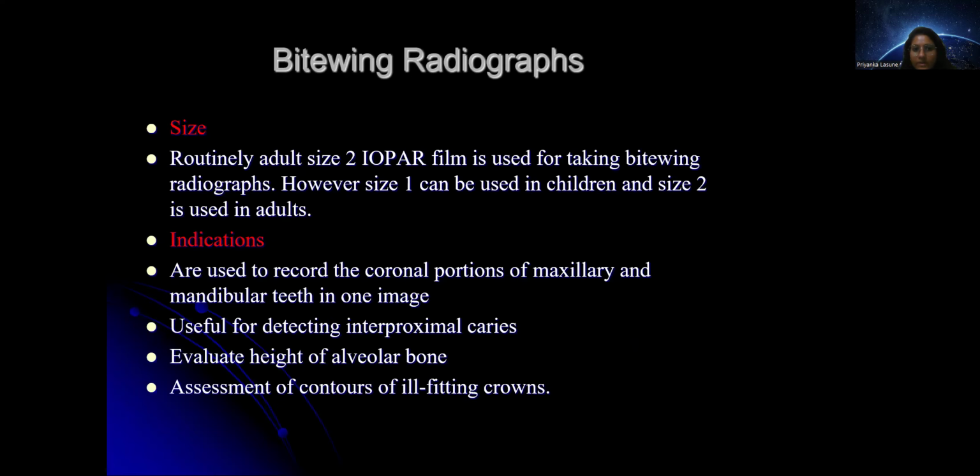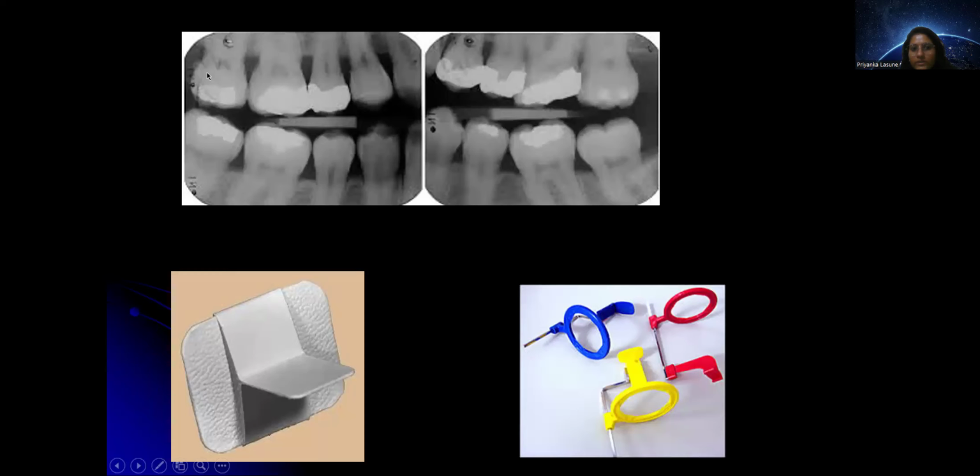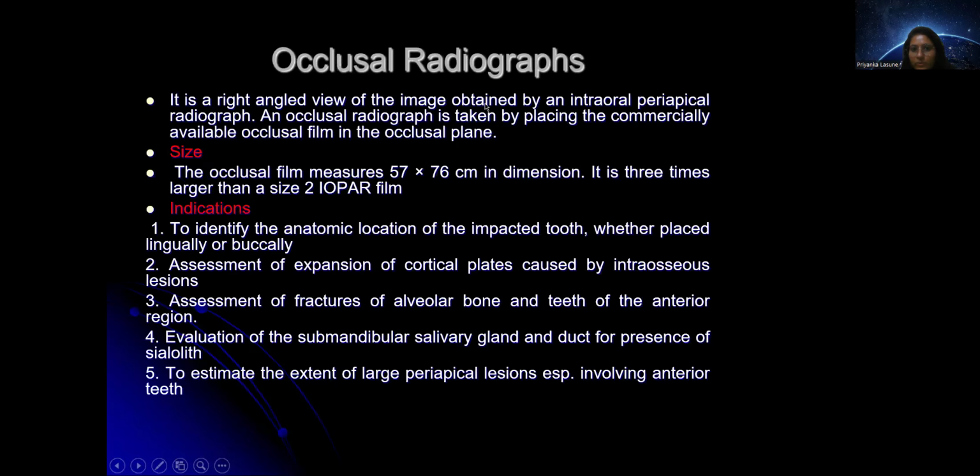Bite-wing radiograph is another technique which is commonly used to evaluate the alveolar bone height, interproximal caries, overhanging restorations, or the contour of ill-fitting crowns. Especially, it shows the crown portion of the maxillary and the mandibular teeth. The size 2 film is used during this technique. These are some film holding instruments, or a paper tab can be used to place the X-ray film inside the mouth.